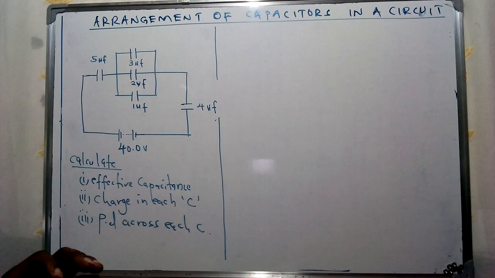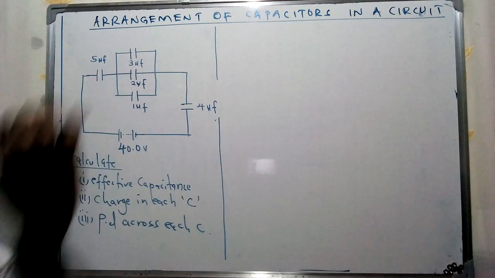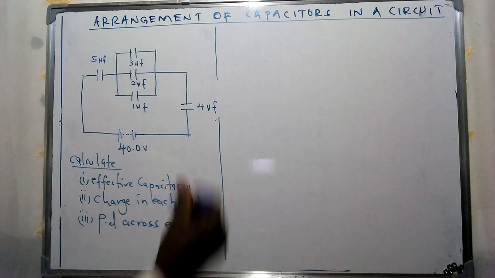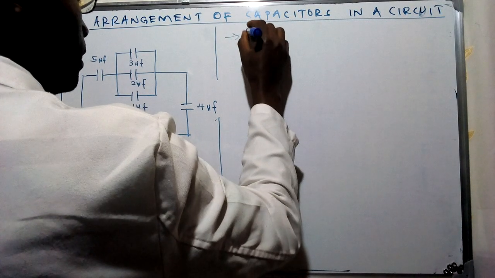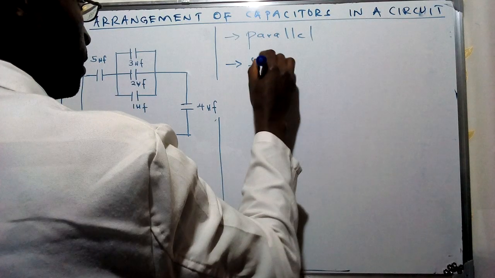Our discussion today is basically going to be centered around a problem set. And in our last discussion on the concept of arrangement of capacitors in a circuit, we came up with two specific arrangements which are defined. In this case, we looked at the concept of the parallel arrangement and the series arrangement.